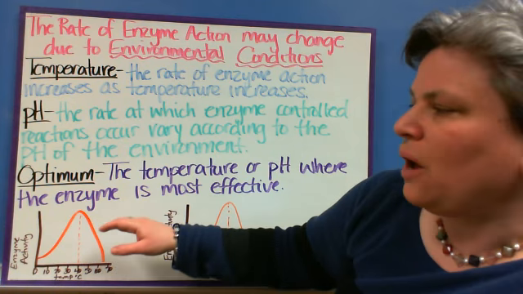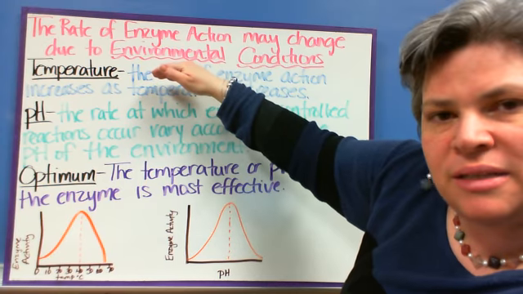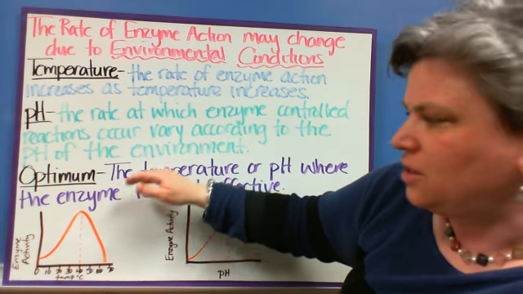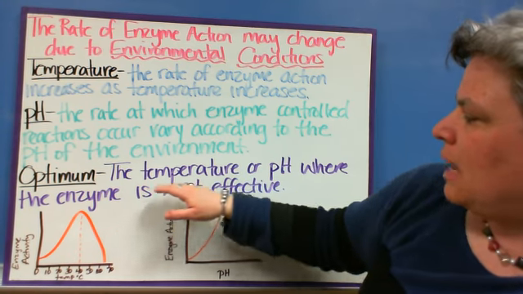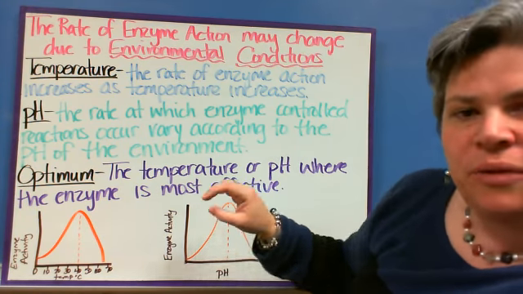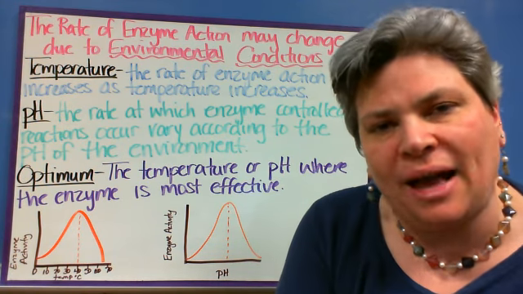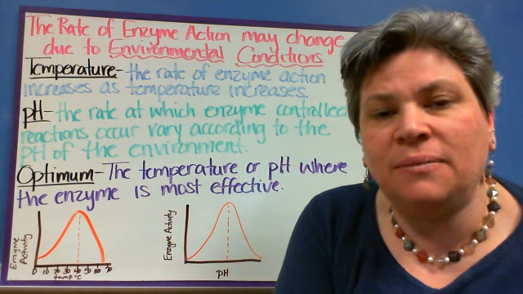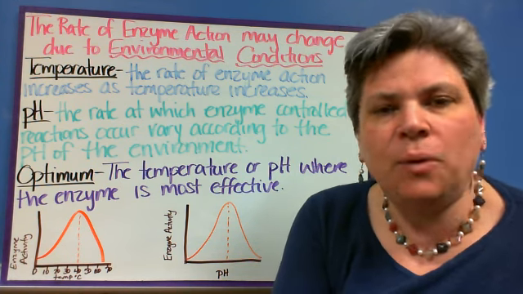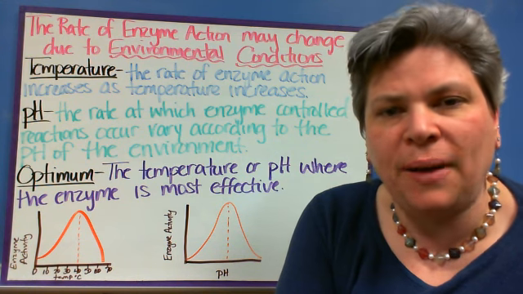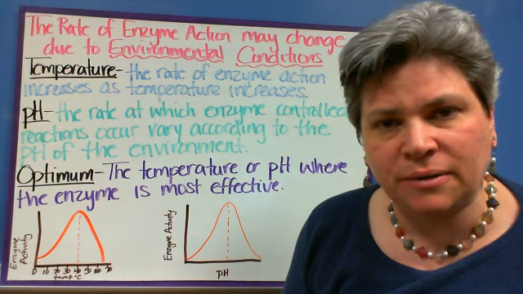So if we talk about the best place for enzymes to function, the absolute best temperature, the absolute best pH, that's what's known as the optimum. So optimum is the temperature or pH value where the enzyme is the most effective. Where does it work the best? We may have an enzyme that can work in our body at 25 degrees Celsius. But where is that enzyme going to work the best? 37 degrees Celsius, because that's body temperature.